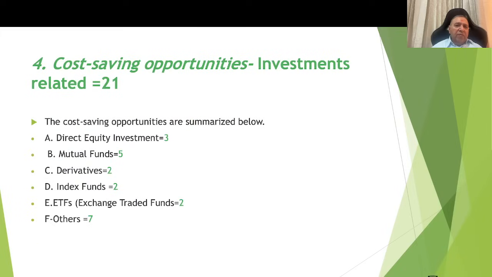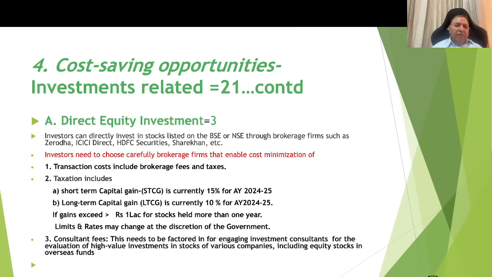Cost saving opportunities, investment rate. There are 21 opportunities identified, and these are broadly under the areas of six. One is direct equity investment related. Number two, mutual fund related. Number three, derivatives related, index fund related, ETFs, exchange traded fund related, and others. One by one, I am explaining that.